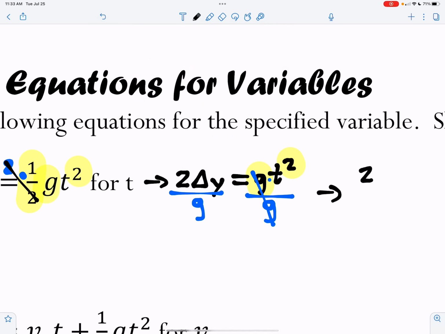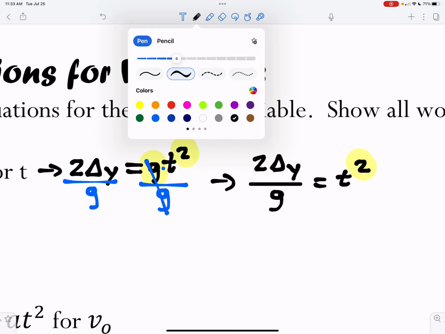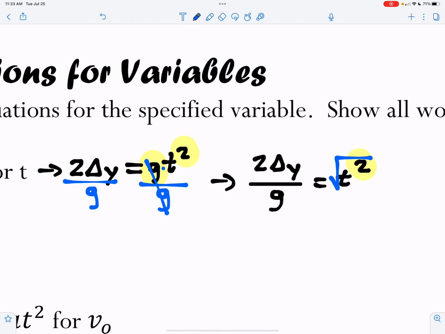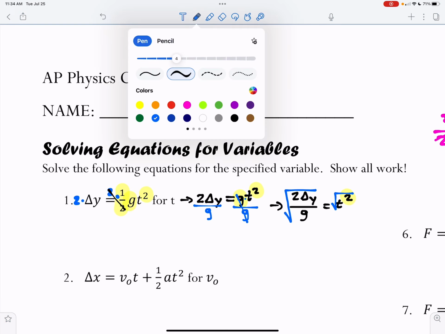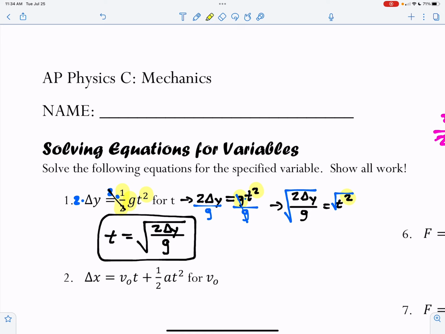So far we have 2 times delta y divided by g equals t squared. Our last step is to get rid of the square. The opposite of a square is a square root, so we're going to square root both sides. Make sure you write it over the entire top and bottom as you do. And we're done. We got t by itself. T is equal to the square root of 2 times delta y divided by g. And then just make sure to box or circle your final answer if you're finished.